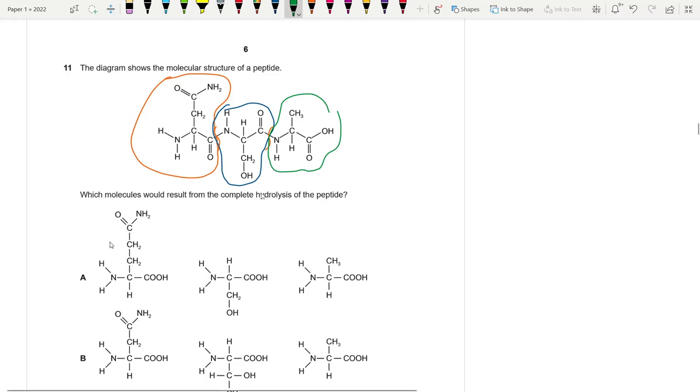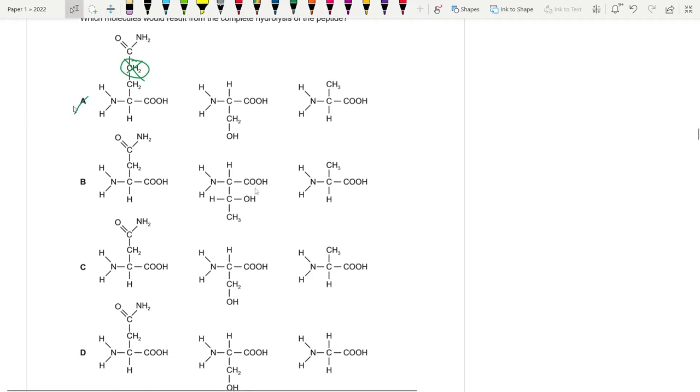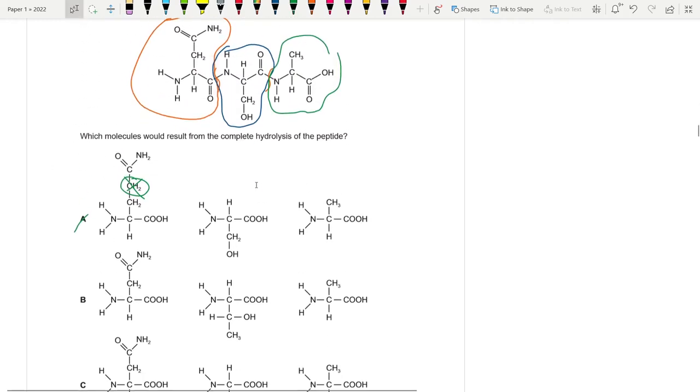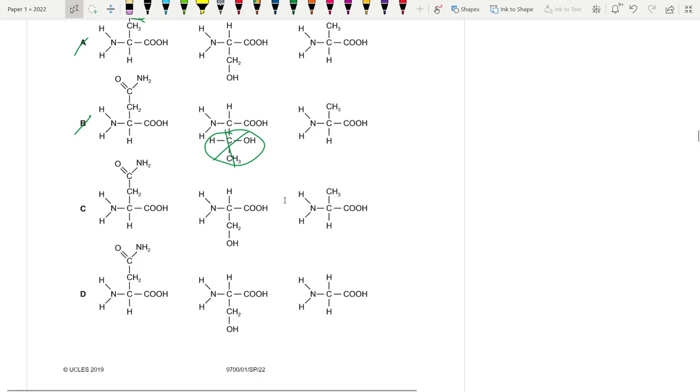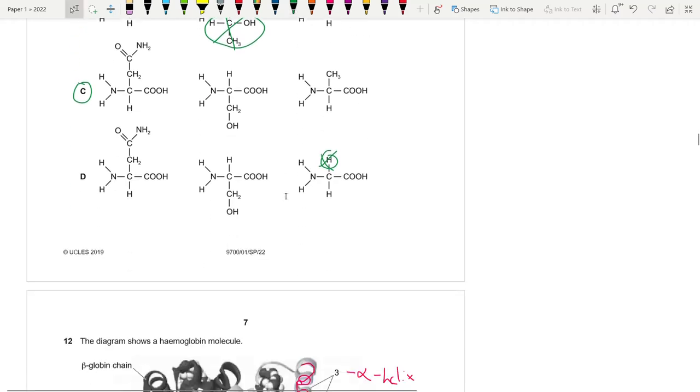What's wrong with A? This group is extra. This shouldn't exist, okay? What's wrong with B actually? Look at this. This part is wrong. It should have been CH2OH, right? They've given this compound. I don't know why. Let's go to C now. 11 looks like C. C is perfect. Okay, what about D? This part is wrong. It should have been CH3, okay?